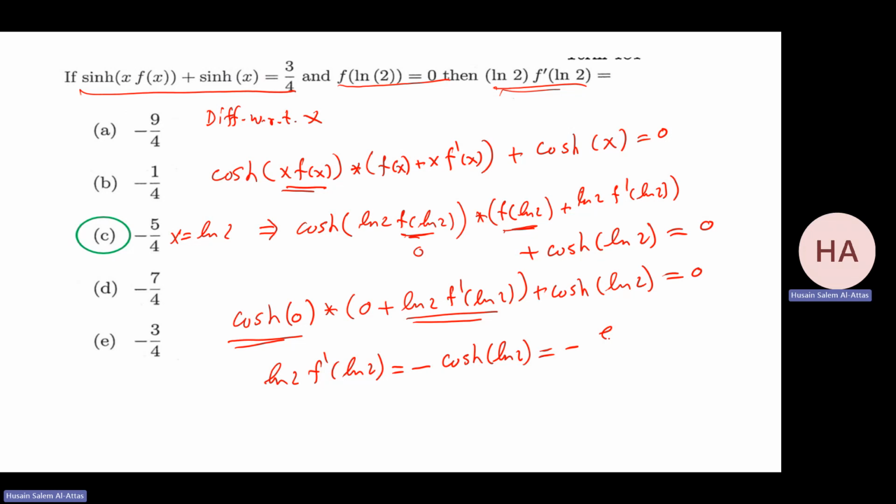That will be e to the power ln2 plus e to the power minus ln2 over 2. Don't forget the minus sign. That will be 2 plus half over 2, minus 5 over 4. So this is my answer.